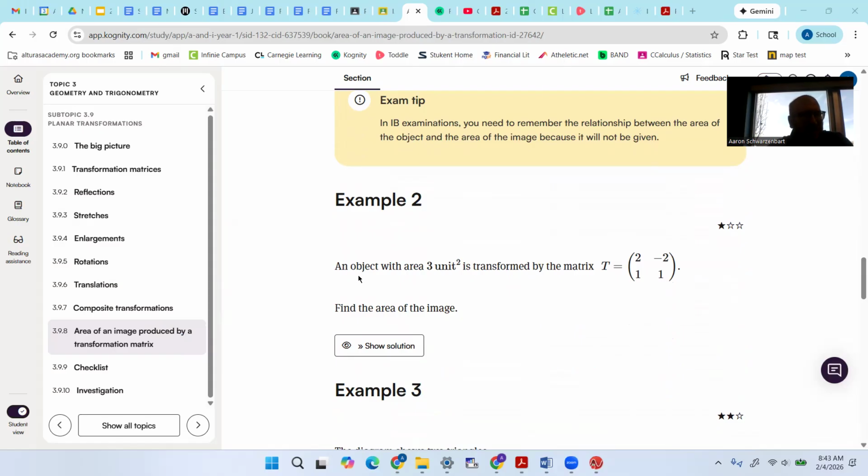So they don't even have to tell you the area or the transformation matrix. They can just tell you the area. So an object has area 3 and is transformed by this. What's the area of it? So we'll find the determinant: 2 times 1 minus -2 times 1 of the transformation matrix. Not the determinant of the new matrix or the determinant of the point matrix. The determinant of the transformation matrix is something different. So what's the area? This was 3 multiplied by 4, it's 12.